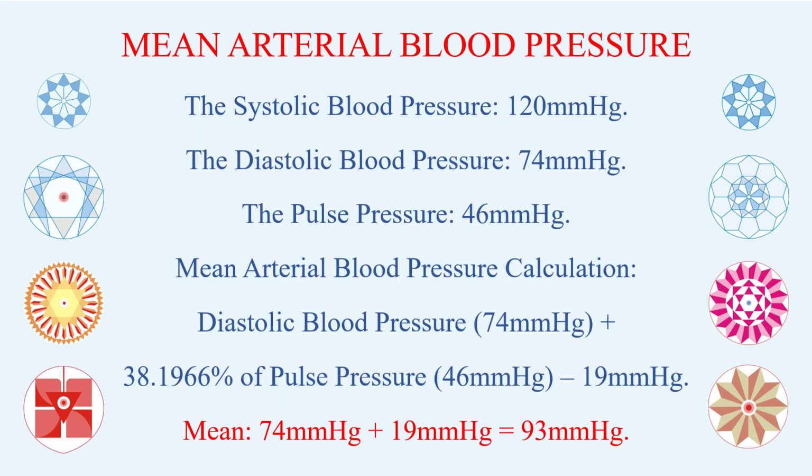Now comes the mean arterial blood pressure. As I told you in the beginning, systolic blood pressure of 120 mm is normal, diastolic of 74 mm is normal, pulse pressure of 46 mm is normal. Mean arterial blood pressure is calculated as diastolic blood pressure 74 plus 38.196 percent of the pulse pressure, put together is 92. If this is maintained, you will not have any difficulty at any stage, because that will be perfect homeostasis, not an equilibrium as such that creates a problem and gives you health issues.